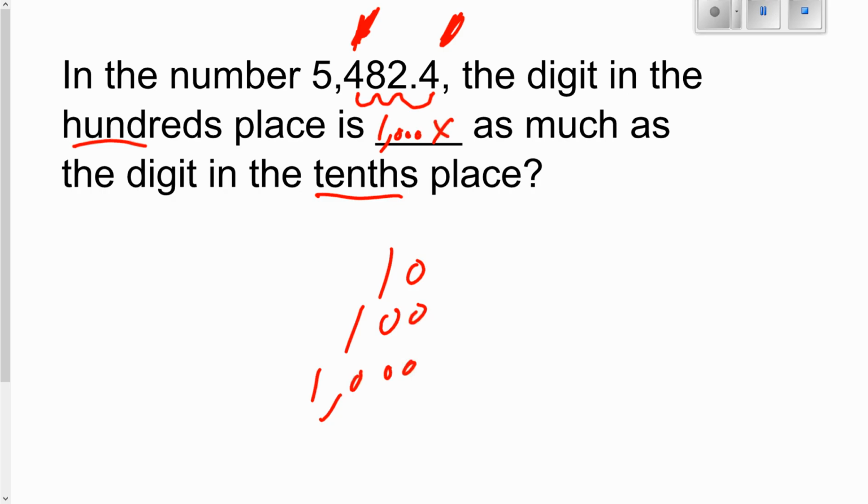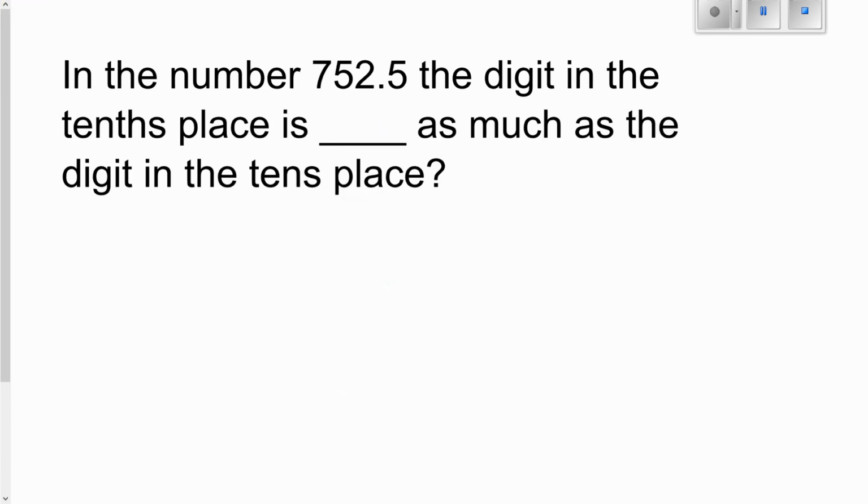Okay. You could get a very similar question where it's going the other direction, though. In the number 752 and 5/10, here it's saying the digit in the tenths place is blank as much as the digit in the tens place. So here we're starting with the tenths place and we're saying how much is that compared to the one in the tens place. So now it's actually getting smaller, right? This one is smaller than this one. So it's not 10 times as much or 100 times as much, it's a fraction as much.